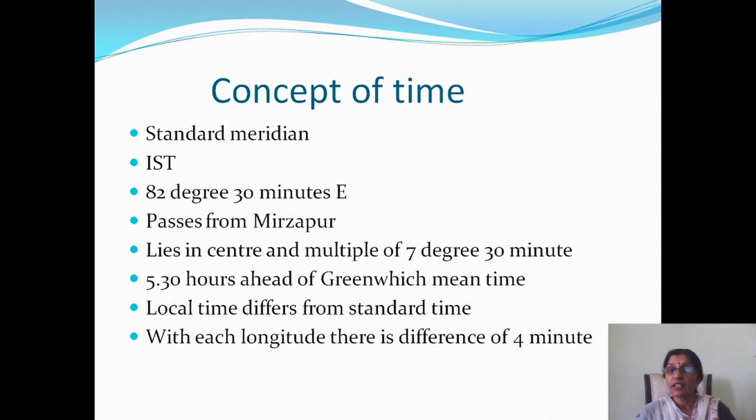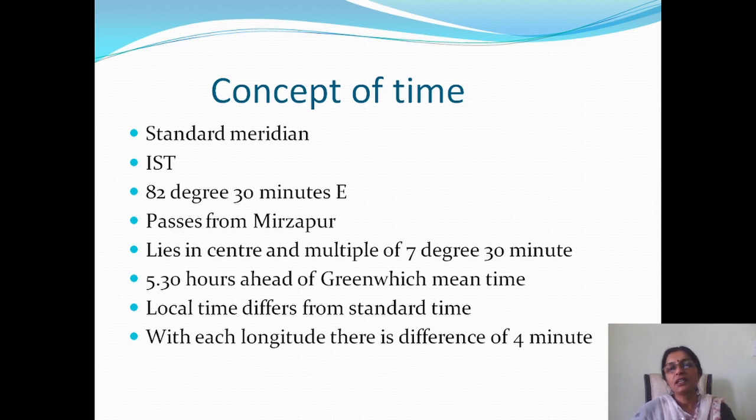Is it possible in a country to have two times? If we take time of any longitude, that is referred to as local time. Trains, aeroplanes run from one end of the country to another. It will create a lot of confusion if we have more than one time. So, we decided to have our time from standard meridian, that is 82 degree 30 minute east. It passes through Mirzapur in Uttar Pradesh near Allahabad.